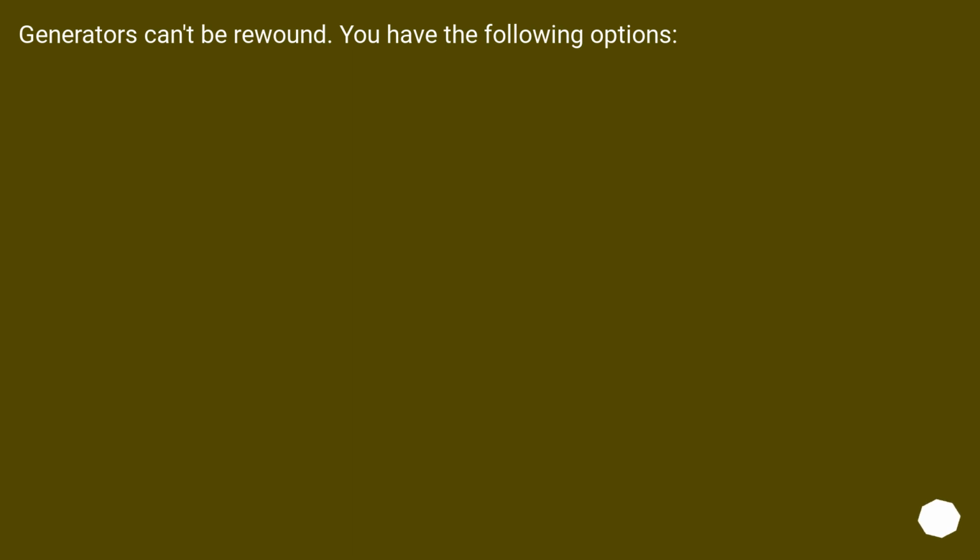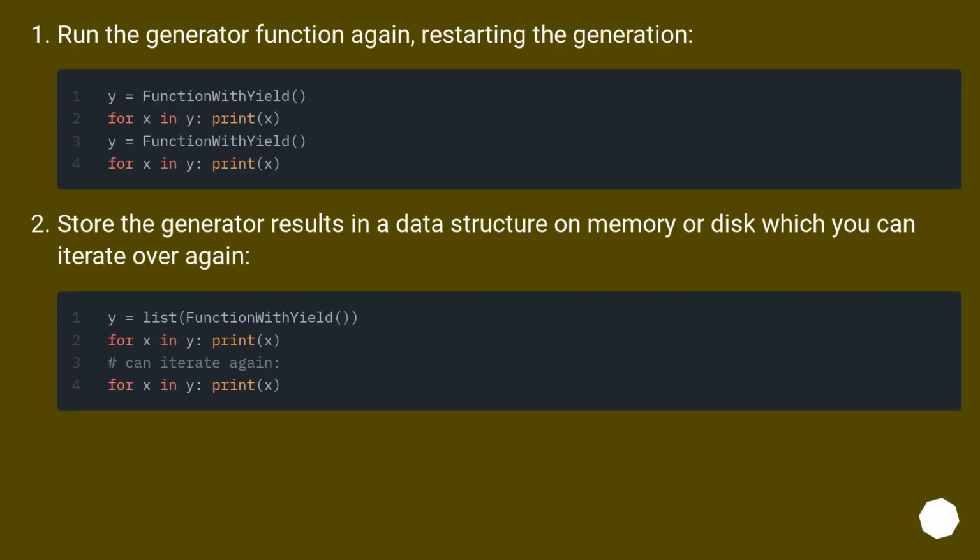Generators can't be rewound. You have the following options. Run the generator function again, restarting the generation. Store the generator results in a data structure in memory or on disk which you can iterate over again.